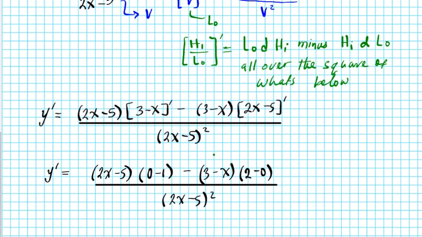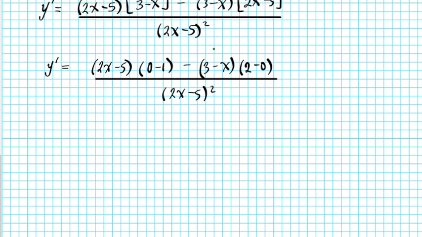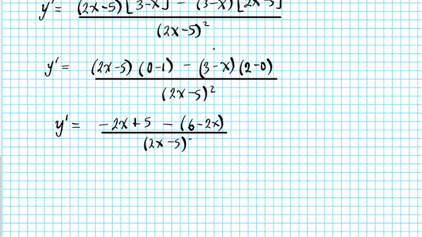Let's refine the result and make it look pretty. We have y prime equal to 2x minus 5 times negative 1, which is negative 2x plus 5, minus the quantity 6 minus 2x. This entire thing is divided by the quantity 2x minus 5 squared. Simplify further. The numerator is negative 2x plus 5.